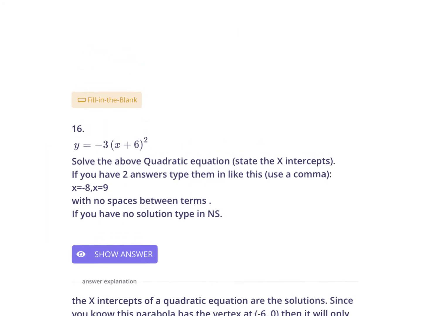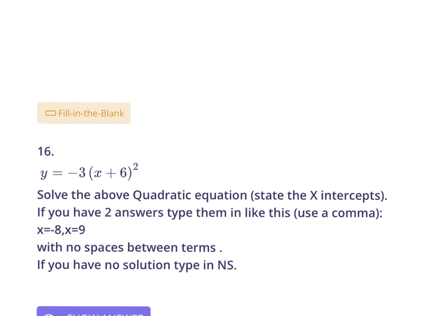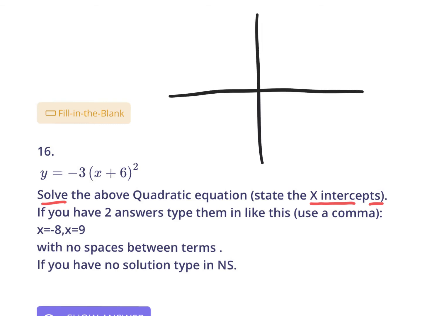I love this one because, again, like the other questions on this practice test, they're asking us to solve. And what does solve mean? Finding the answers is the same thing as finding the x-intercepts. So let's sketch this thing. Once again, the vertex is, think opposite on h, that's a -6. Take k for what it is. There is no number over here, so technically that's a 0.